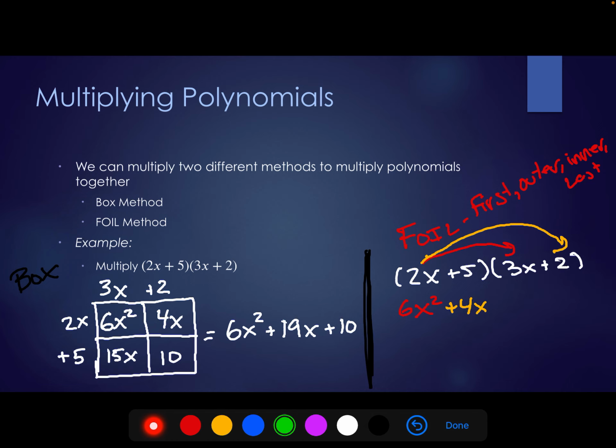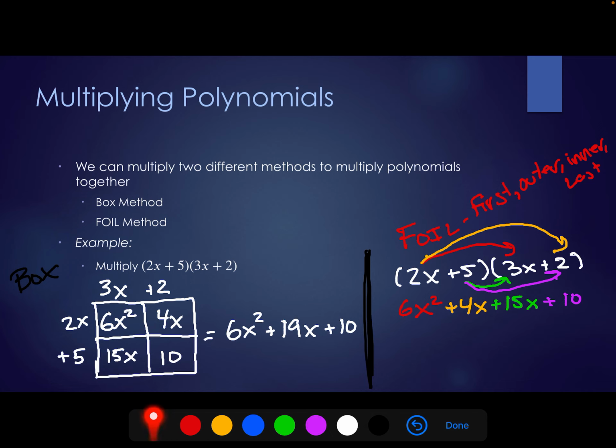And now we have our inner terms. The innermost terms are 5 and 3x. So we have 5 times 3x, that gives us a positive 15x, and then we have our last two terms, 5 and 2. And we know 5 times 2 is a positive 10, so we add that on.